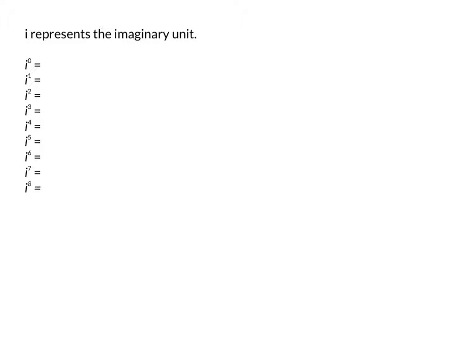Hello. In this video we're going to be talking about the imaginary unit. In the imaginary unit we use the letter i and we set it equal to the square root of -1. Now I want you to think about what two numbers could multiply together to make -1.